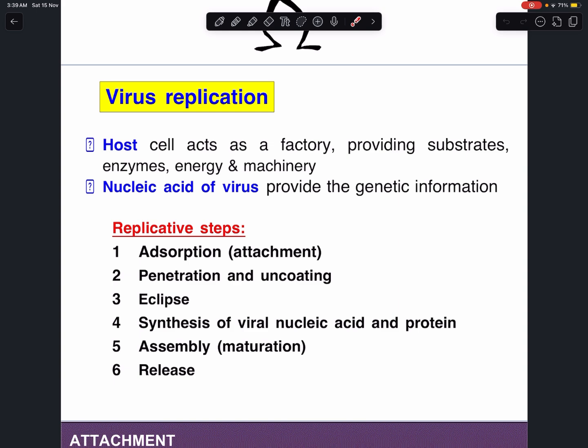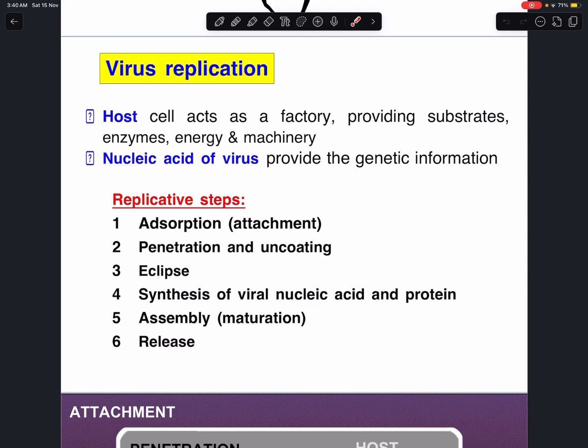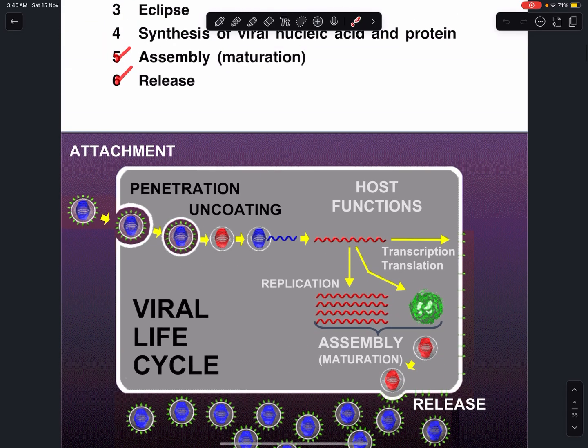Nucleic acid of the virus provides the genetic information. So what provides the genetic information? Nucleic acid. It could be DNA or RNA. The replication steps are adsorption, penetration and uncoating, eclipse, synthesis of virus nucleic acid and protein, assembly, and release. You can revise here after we finish the lecture.